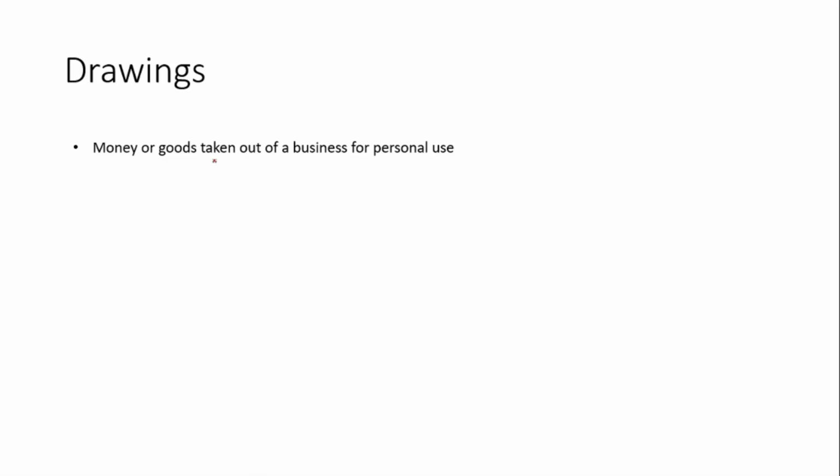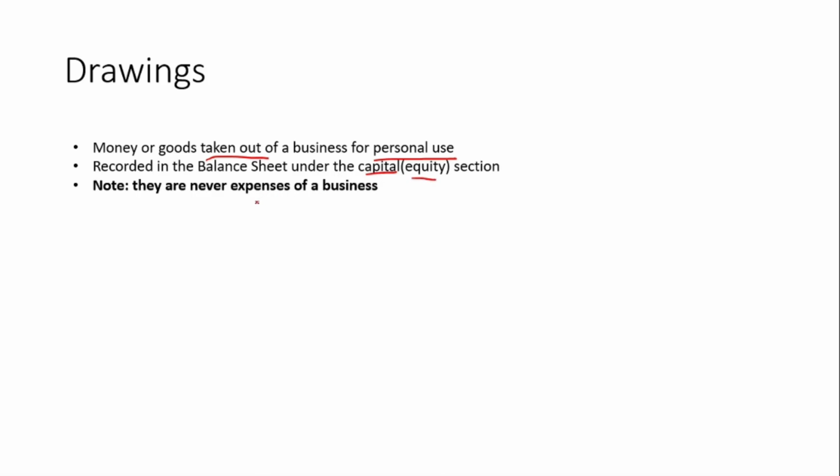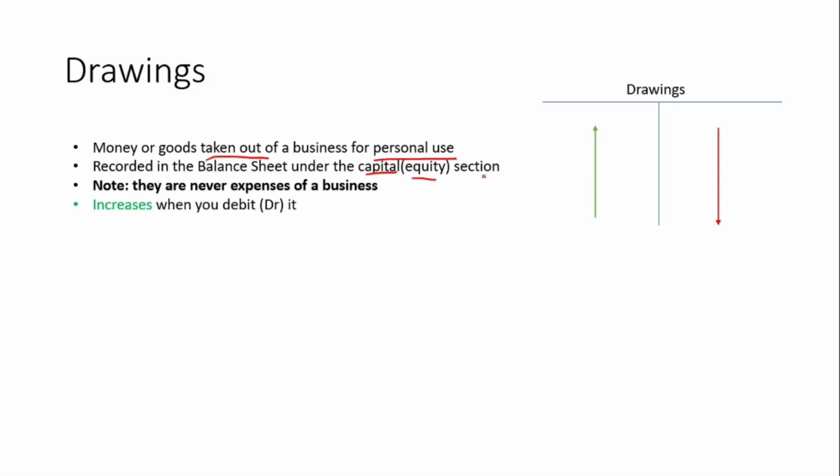Moving on to D. D stands for drawings. They are money or goods taken out of a business for personal use. So they are recorded in the balance sheet under the capital or equity section. It is important to note that they are never expenses of a business. That's something to keep in mind. Drawings increase when you debit it.